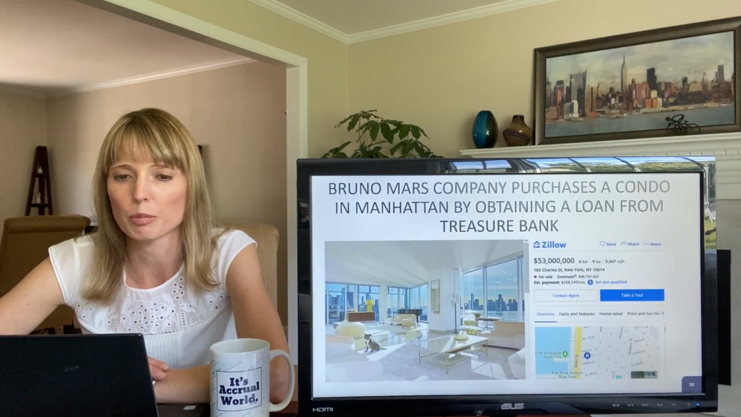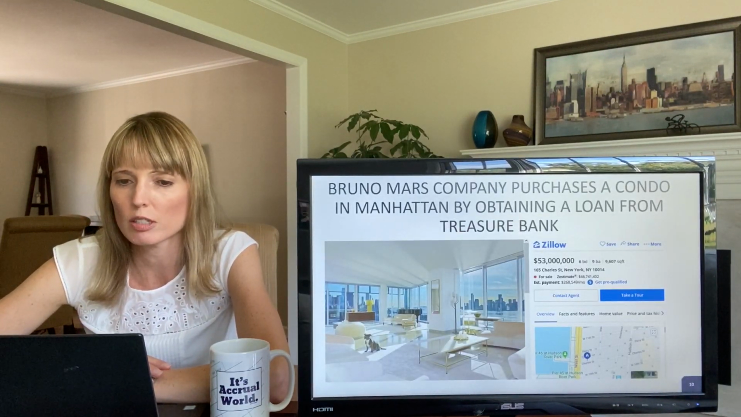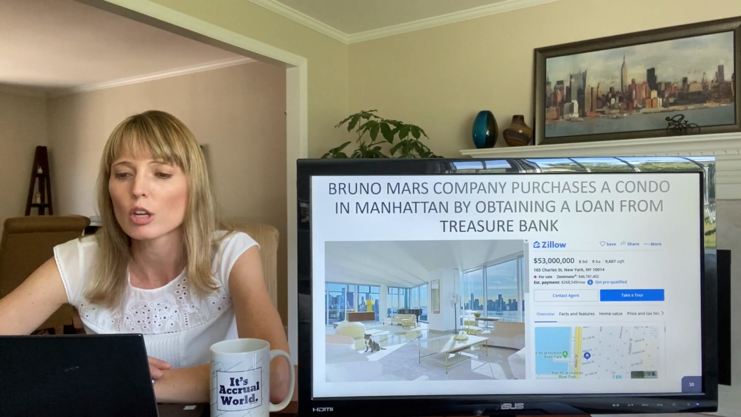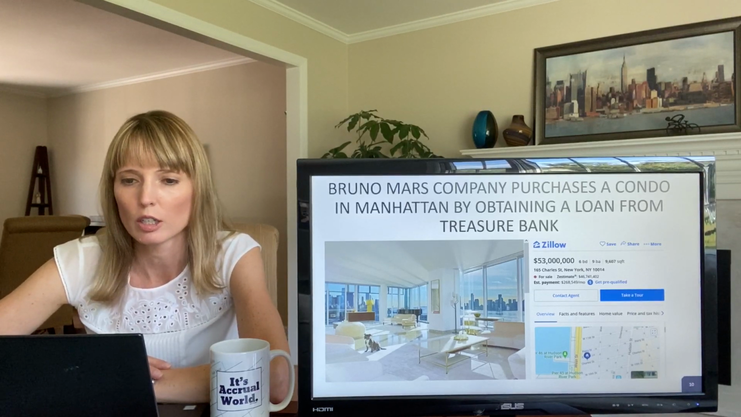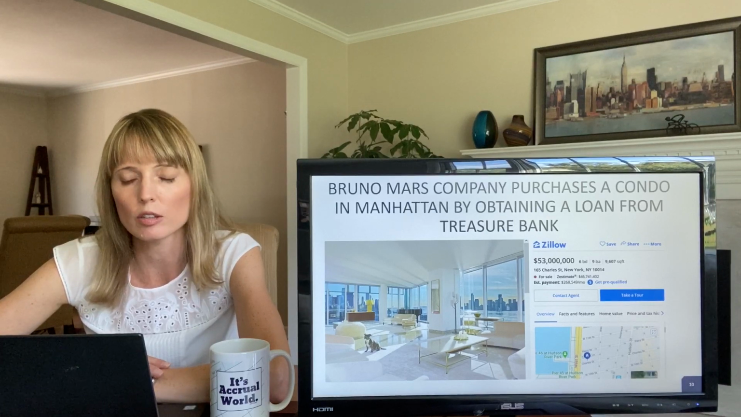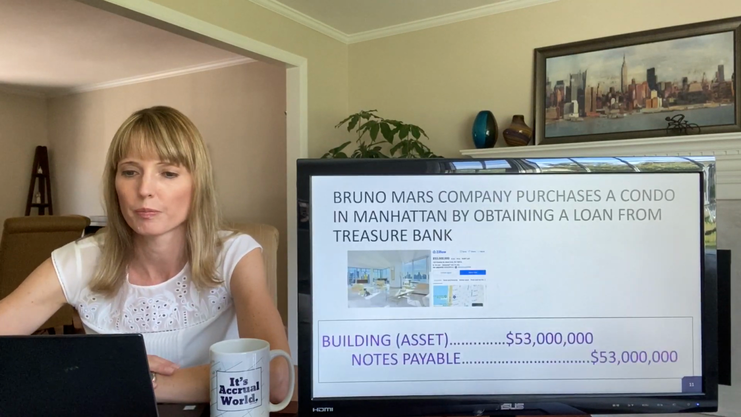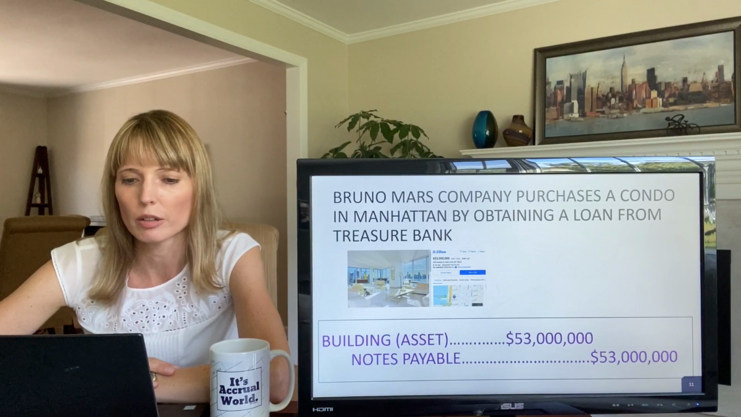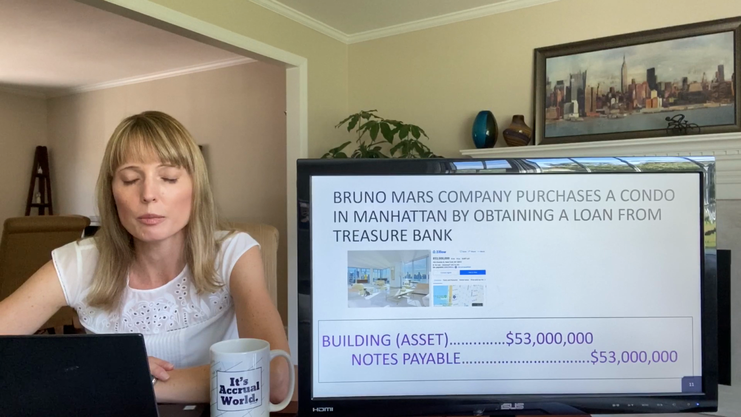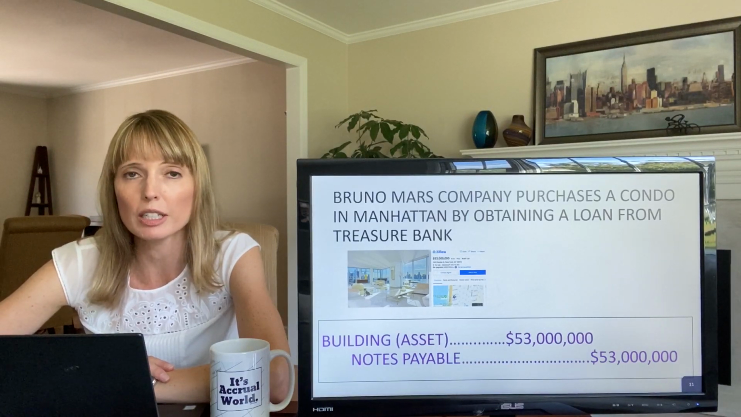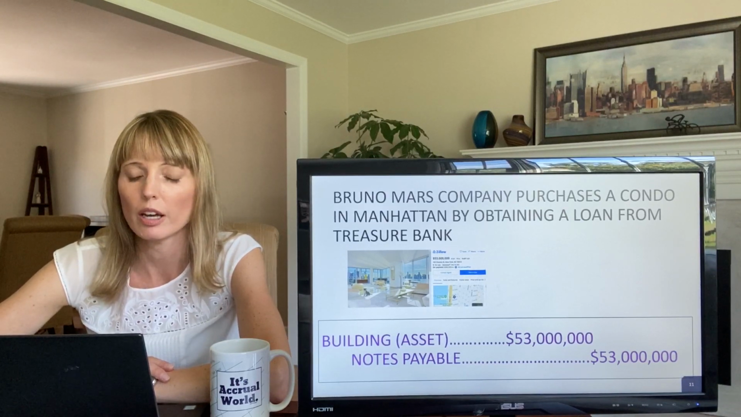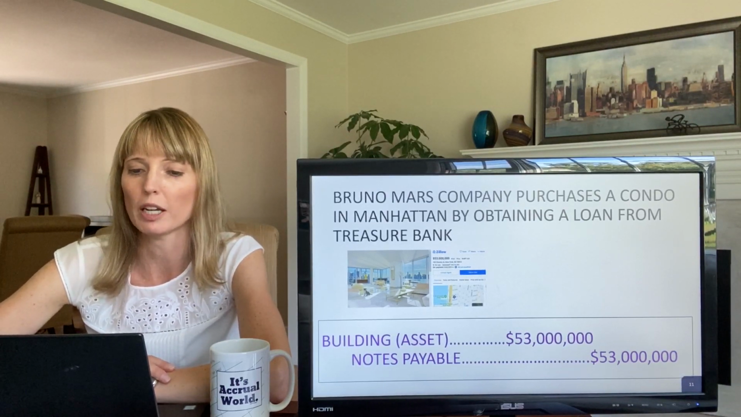Let's take a look at an example. Bruno Mars Company purchases a condo in Manhattan by obtaining a loan from Treasure Bank. So the condo costs $53 million. What would that journal entry look like? Would Bruno Mars Company record an asset or an expense? When the company purchases the condo, they record an asset. Why? Because at the end of the accounting period, the company can still use that building, can use it for multiple accounting periods. And of course, they record the offsetting notes payable.